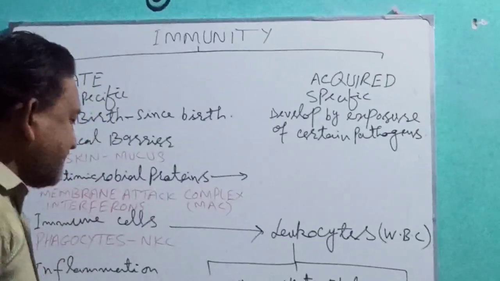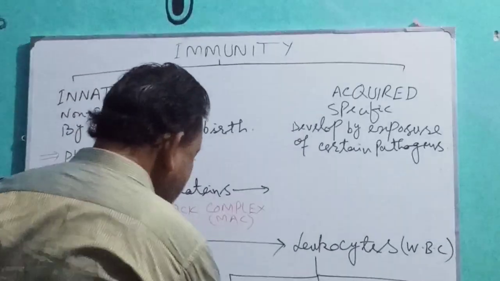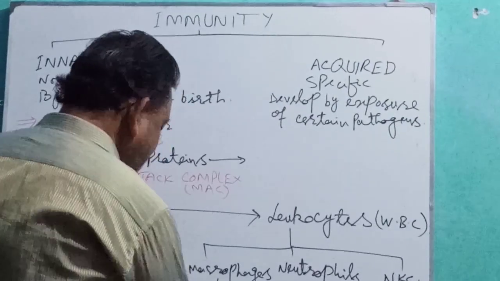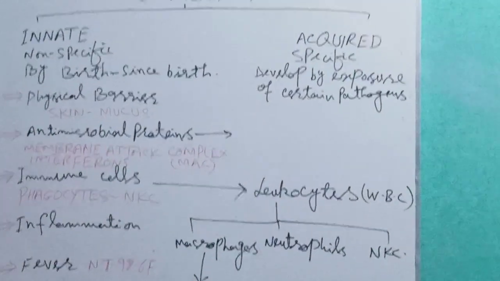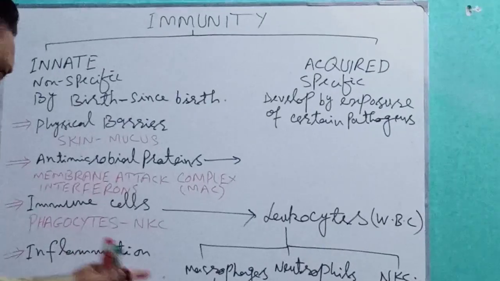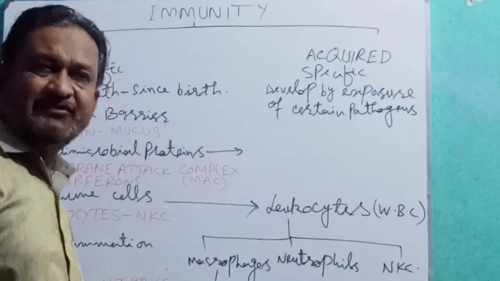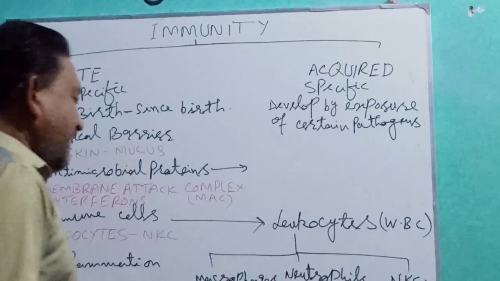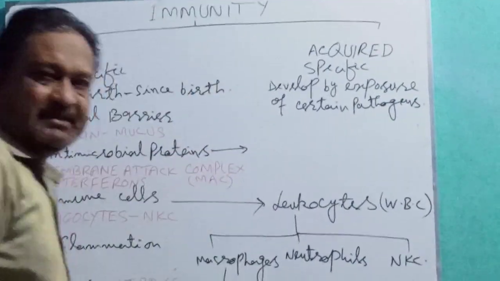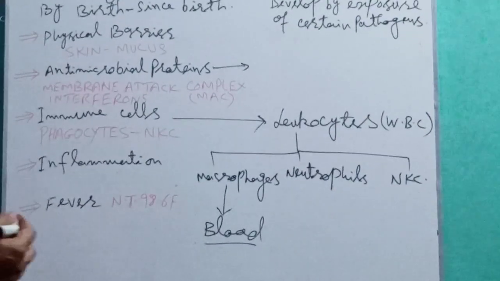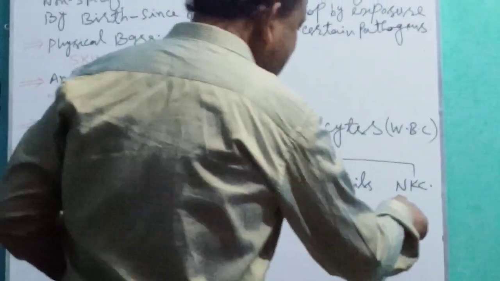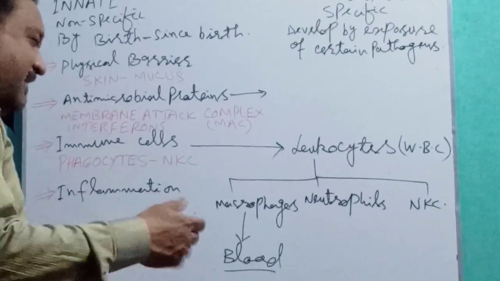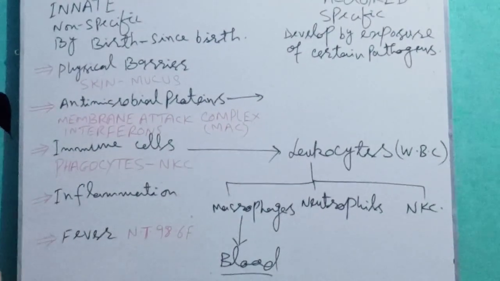After their origin, the macrophages come into the blood. But in addition to the blood, they are also present in liver, lymph nodes, spleen, and other body tissues, like the dendritic cells. And also neutrophils, they are present in blood and other parts of the tissues. Also natural killer cells are present in blood and other parts of the tissues.